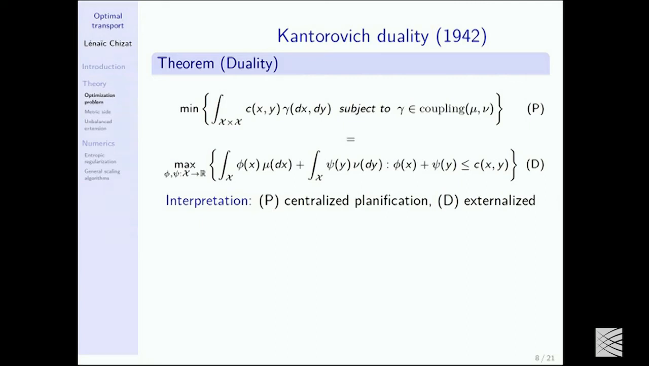It's just the minimization problem over the set of couplings gamma with the constraint that gamma actually transfers the mass from mu to nu. And the second line is called the dual problem, and I will give an interpretation of what it means. It's a problem in terms of prices.